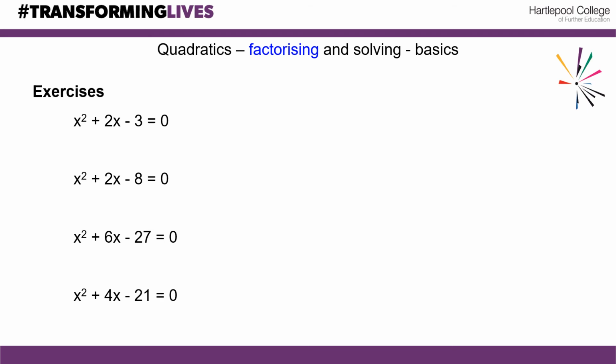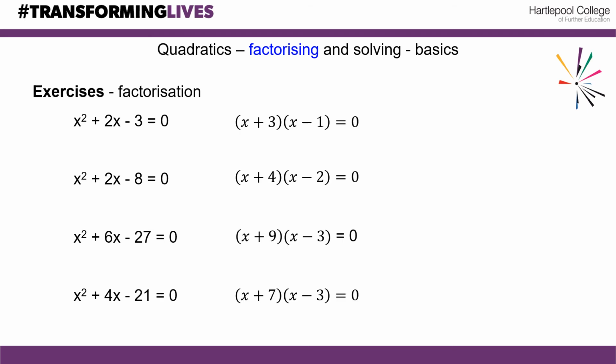Okay, so let's have a look at some answers. So for the first one, we had a minus 3 term. So the only factors there would be 1 and 3. And we needed a positive 2. So the only way we could do that is if we had a plus 3. So plus 3 and minus 1. For the next one, we had minus 8. So the correct factors would be 2 and 4. And to get positive 2, it needed to be plus 4, take away the 2. Or positive 2, positive 4 and a negative 2.